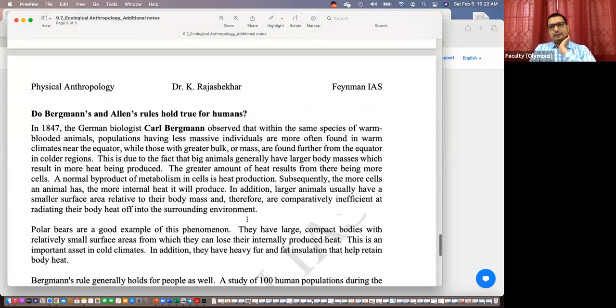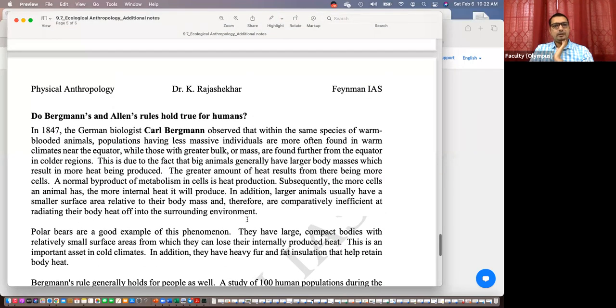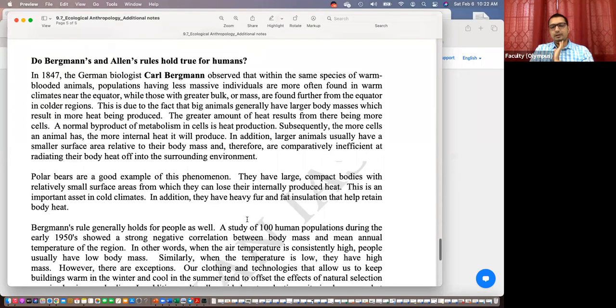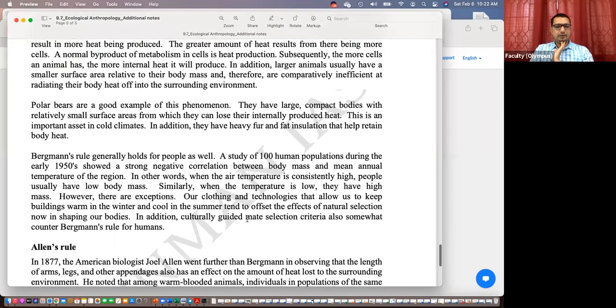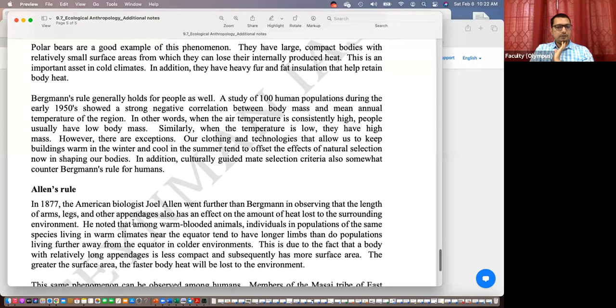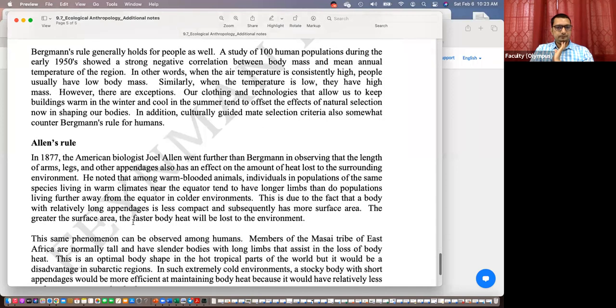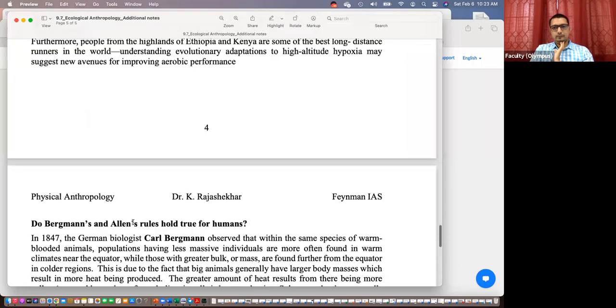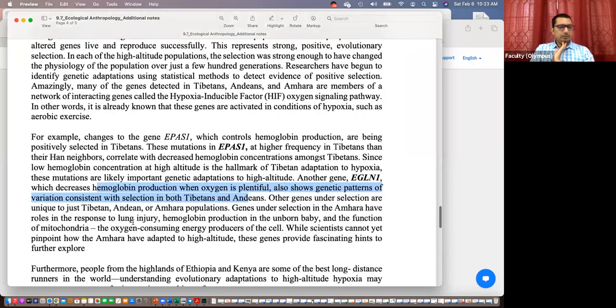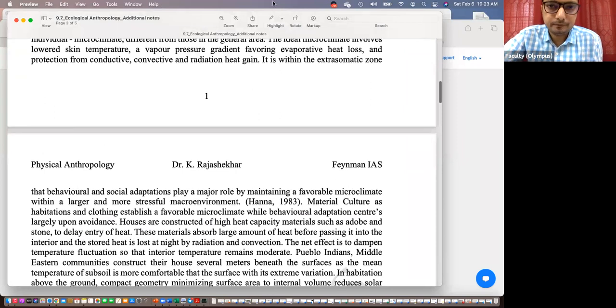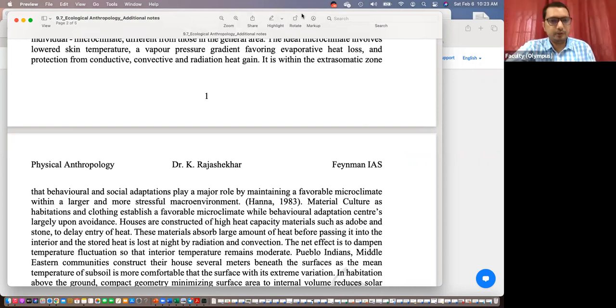I've also provided the discussion we already did yesterday. Do Bergmann's and Allen's rules hold true for humans today? If you get a question like that, what do you write? I've given a brief idea, and also mentioned what references I've used for this description. Also, give me just one second, I wanted to show you one last point to be aware of. And then we will stop the class and start discussing the test.